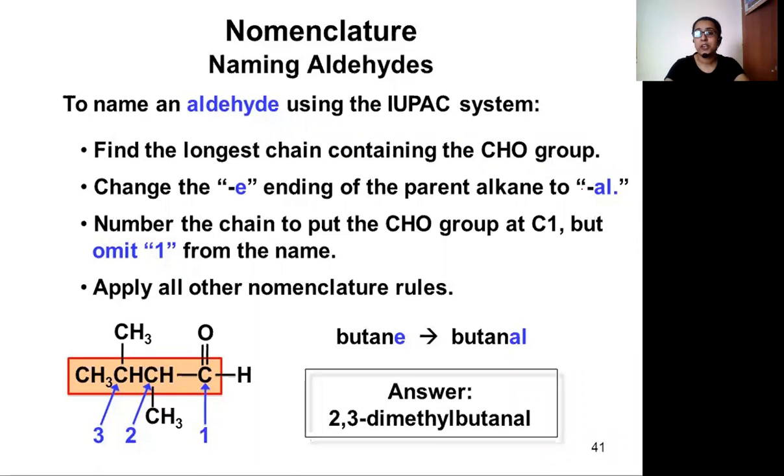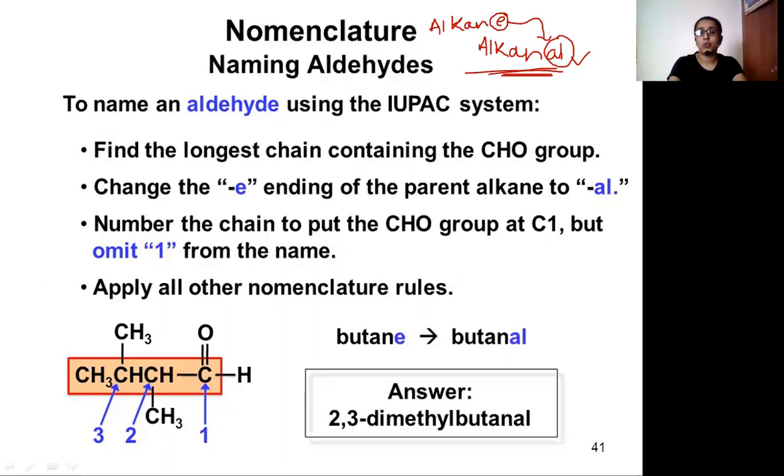Now nomenclature, IUPAC. According to IUPAC, aldehydes are named as alkanals. Remember this, alkanals, where the E of the corresponding alkane is replaced by al. This E is replaced by al. So that's why it is alkanal.